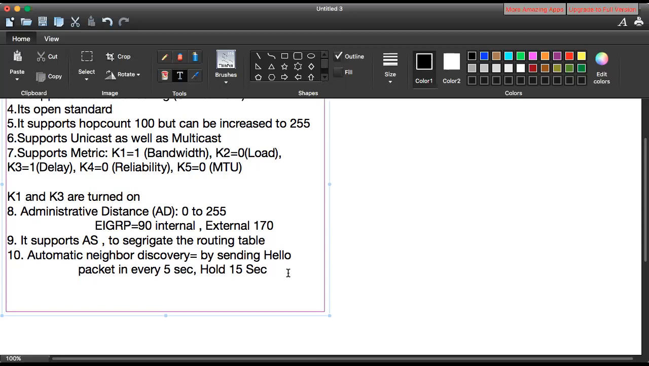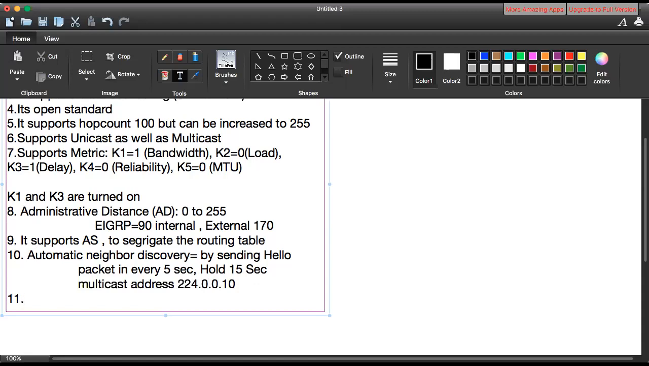So that hello packet would be sent to the multicast address. Multicast address 224.0.0.10. All right, so that's something we'll talk about more when we do the lab.